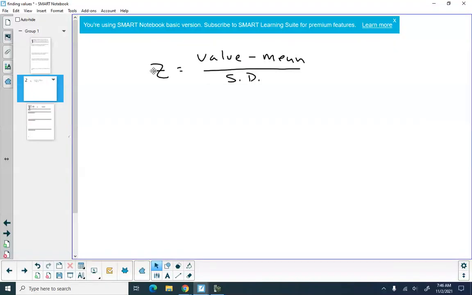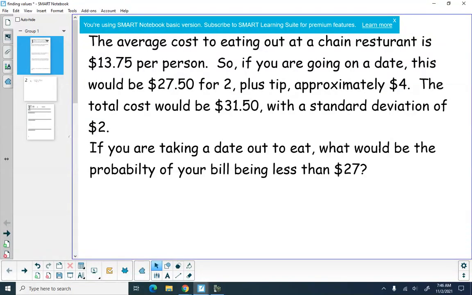And we'll get a little practice. We'll do a problem here just to review what we did yesterday. We'll take a look at the average cost of eating out at a chain restaurant. We're going, of course, to Applebee's on date night. It is $13.75 per person. If you're going on a date, this would be $27.50 for 2 plus your tip, approximately $4. Cost would be $31.50. We're taking somebody on a date. We want to make sure we have enough jingle in our pocket to be able to pay the bill.